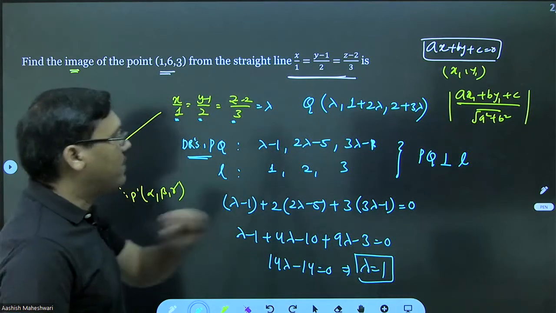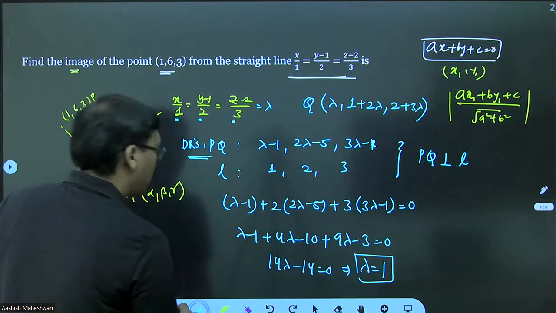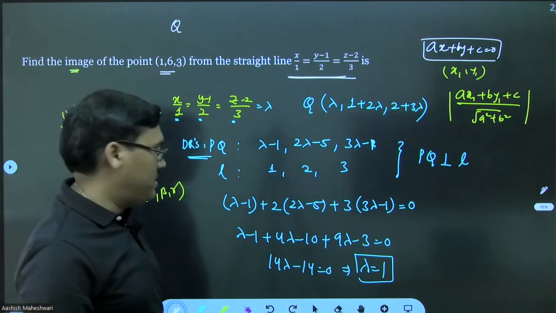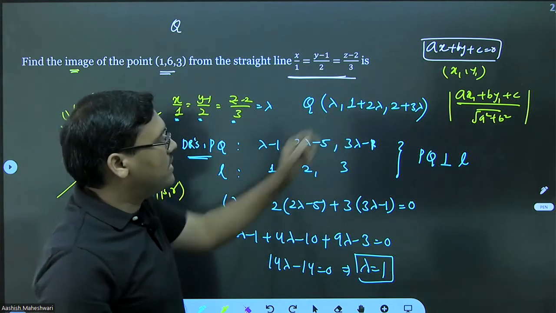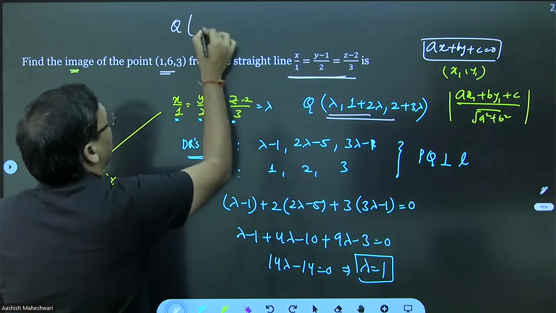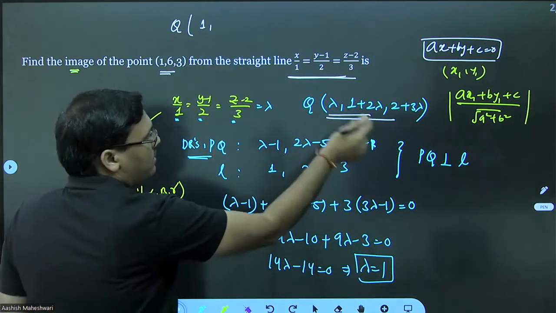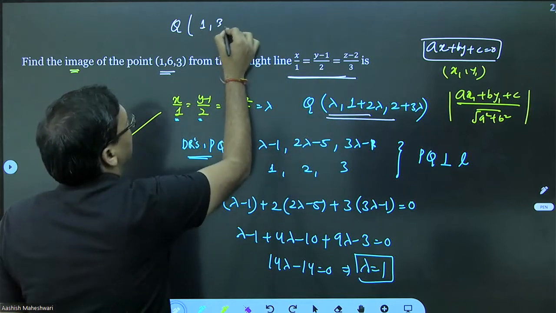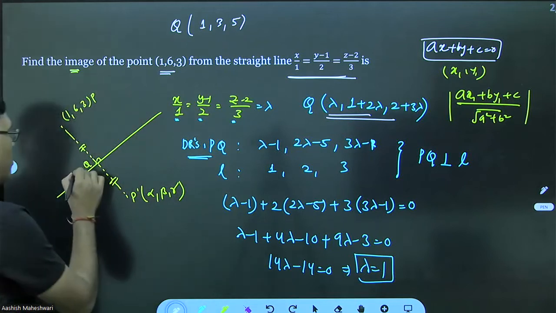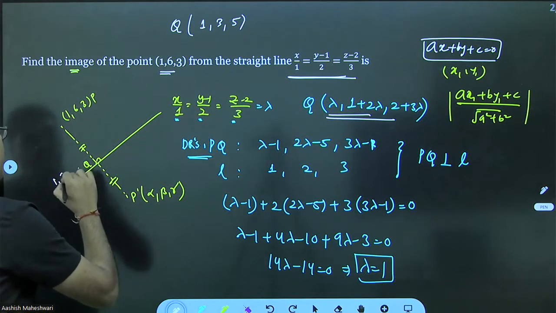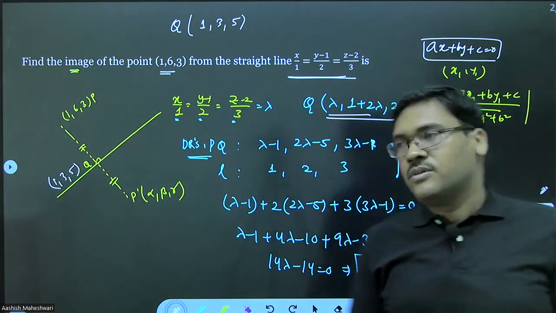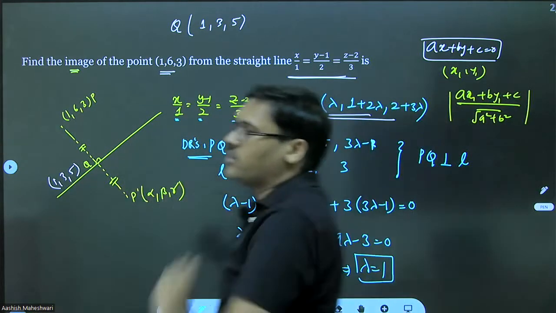Now you see, if you have lambda, what is the coordinate of point Q? I am writing it here. You can see, if I put lambda equal to 1 here, the coordinate of this point Q will become 1, and with lambda equal to 1, this is 3 and this is 5. So we have got the coordinate of point Q as 1, 3, 5. I hope you have got how we got this point Q here.